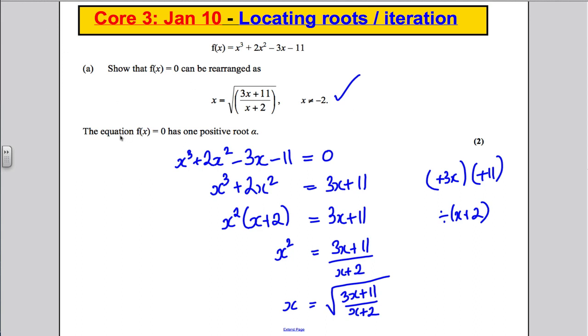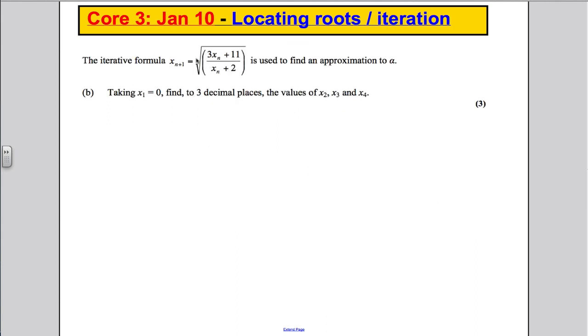The next part says that the equation has one positive root, alpha, and that this iterative formula is used to find alpha. Take x1 to be 0, and find to 3 decimal places the value of x2, x3 and x4. Okay, we want to let x1 equal 0.